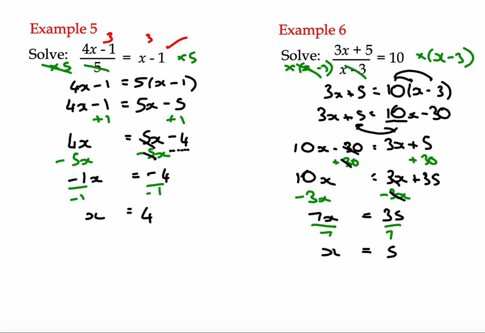Let's go back and check that's a valid solution. 3x, 3 5s are 15 plus 5 is 20. Divided by 5, take away 3 is 2. So 20 divided by 2 is 10, and that's what it says it should give me. So again, x equals 5 is a valid, is the only solution in fact for that equation.